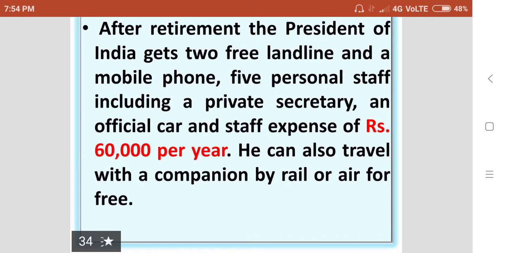After retirement, the president of India gets two free landlines and a mobile phone, five personal staff, including a private secretary, an official car, and staff expense of rupees 60,000 per year, and he can also travel with a companion by rail or air for free. So these facilities are free for the retired president of India.